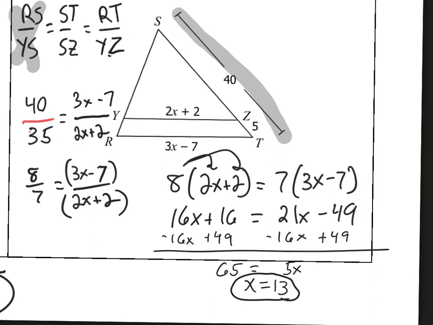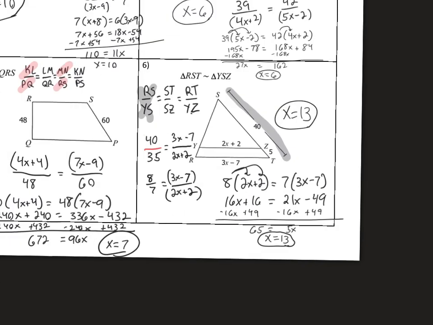And that would be 28 if we put it in for YZ, and 32 if we put it in for RT. But we didn't need to do that. We just needed to say that x equals 13 in this problem. Great.